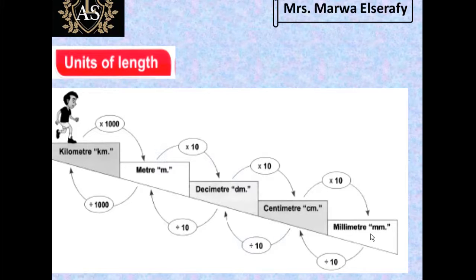But if you want to convert from small to big, from millimeter to centimeter, or from centimeter to decimeter, or decimeter to meter, or meter to kilometer, you will divide. From big to small, you will multiply. But from small to big, you will make what? You will divide. Okay?